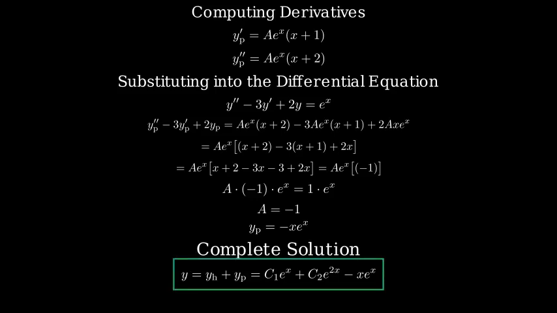Let's summarize the steps for solving second-order, non-homogeneous differential equations using the method of undetermined coefficients. Step 1. Find the homogeneous solution y sub h by solving the characteristic equation. Step 2. Choose an appropriate form for the particular solution y sub p based on g of x. Step 3. If necessary, multiply by x to avoid overlap with the homogeneous solution. Step 4. Substitute your trial solution into the original equation and determine the coefficients.